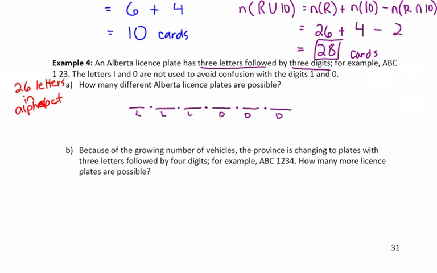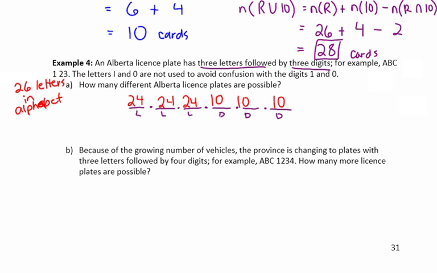All right, so if we can't use I and O, how many choices do we have? 24. We can't use I and O. So the first slot, 24 for the first letter. Can we repeat letters? Yes, so the next one would be 24, 24. How many digits? You have 0 through 9. How many digits is that? 10 times 10 times 10. This is where you need a calculator.